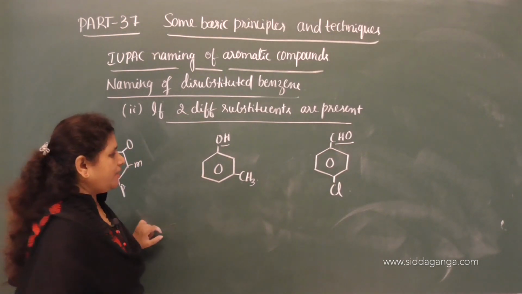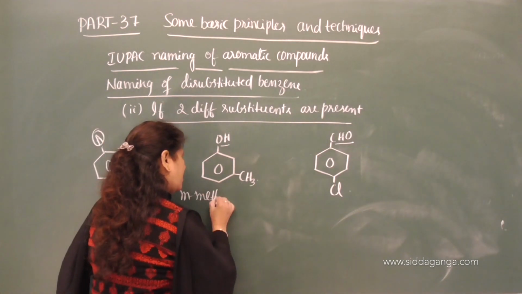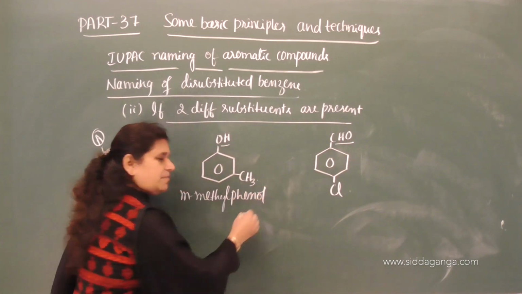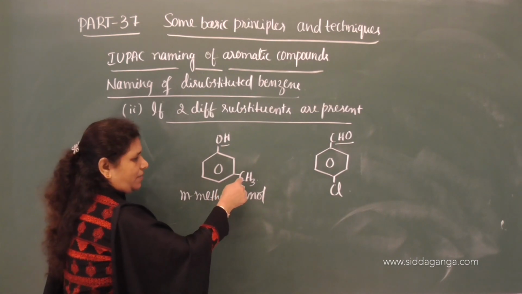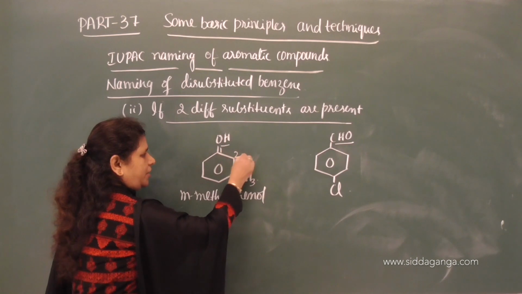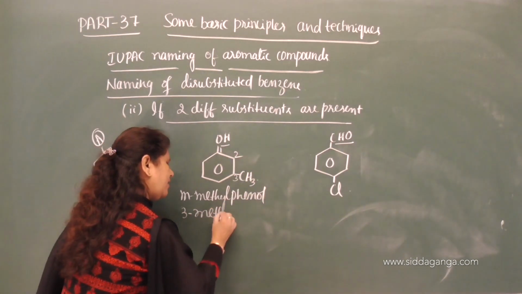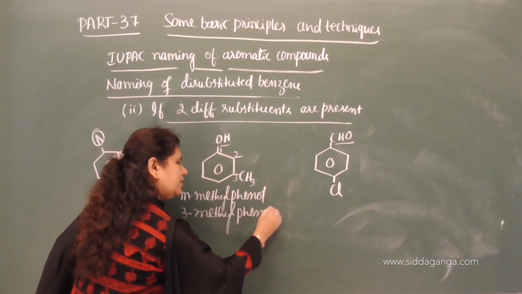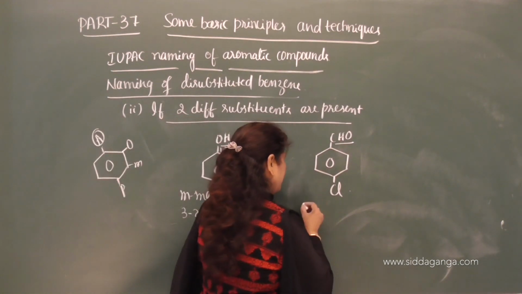Now how to name this? Common name: m-methylphenol, metamethyl phenol. Why is it meta-methyl? Because at the alternate position we have a methyl group in a phenol. So give the numbers 1, 2, 3, then you can name it as 3-methylphenol. 3-methylphenol.